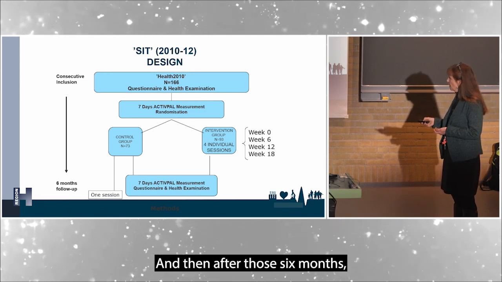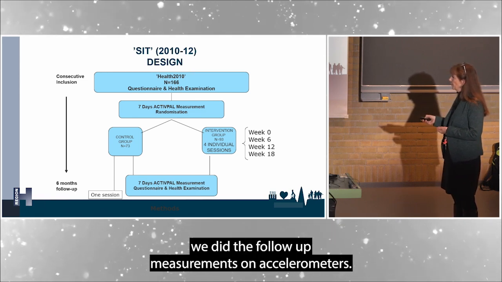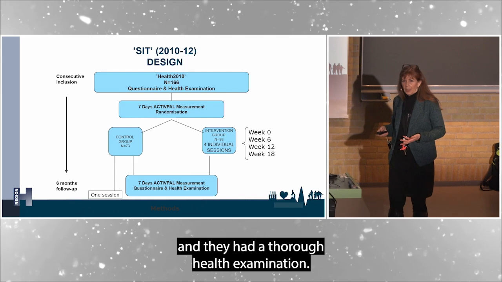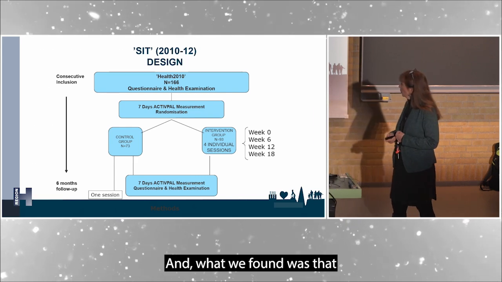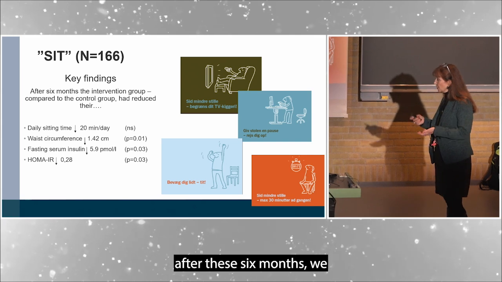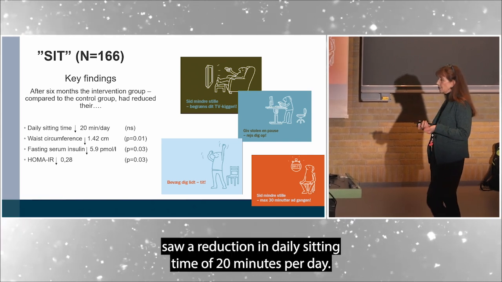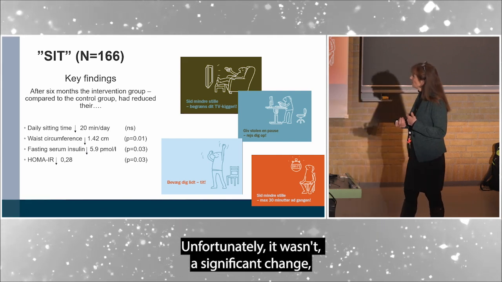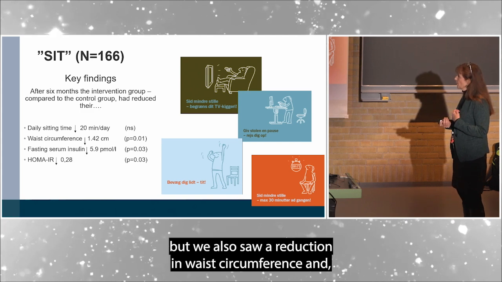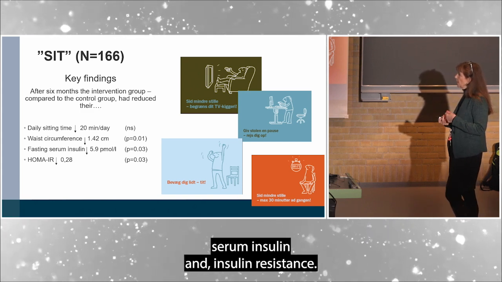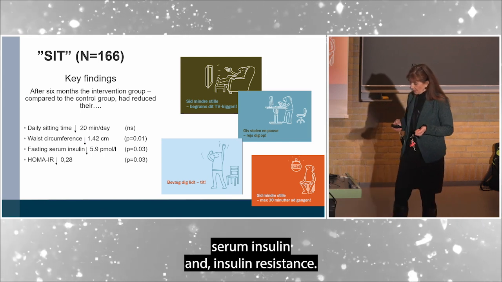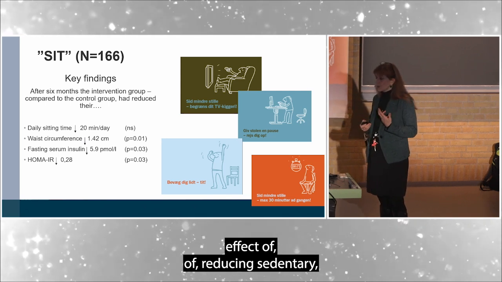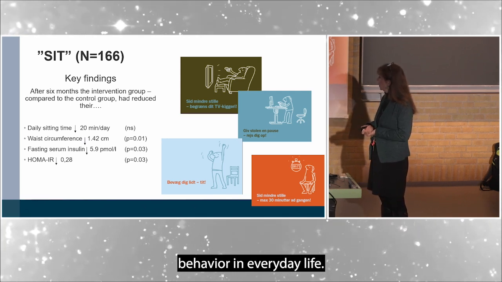And then after those 6 months, we did the follow-up measurements on accelerometers, and they were given questionnaires, and they had a thorough health examination again. And what we found was that after these 6 months, we saw a reduction in daily sitting time of 20 minutes per day. Unfortunately, it wasn't a significant change, but we also saw a reduction in waist circumference and serum insulin and insulin resistance. So there was a slight effect of reducing sedentary behavior in everyday life.